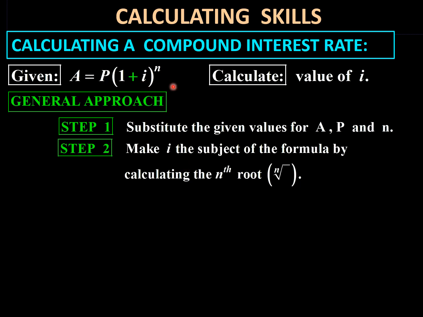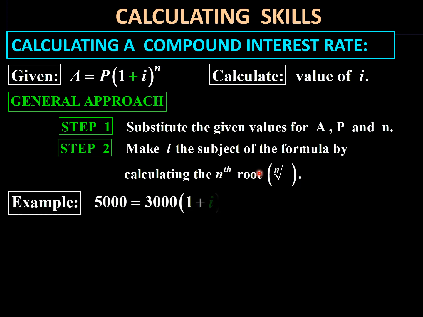Now, if I want to make i the subject, this power n would become an nth root, right? So we always do the opposite. Addition becomes subtraction. A power becomes a root. So if I have that to the power 3, this will become a cube root. That to the power 10, that will become a 10th root. Let's just look at an example.